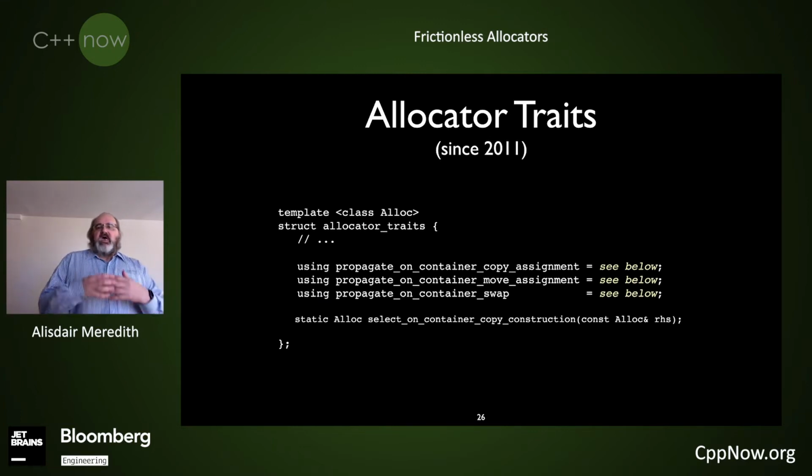Then we have this whole problem with propagation traits, which you may or may not be aware of. Given this is a C++ Now audience, I'm expecting most of you are familiar with some of the alternatives in the C++ standard. And again, this is a feature since 2011. They all have a default, which is that by default, none of these traits propagate. They all say don't propagate. And we have this funky select on container copy construction, because the trait for how to propagate allocators on copy construction is actually a function and not a trait, just for extra fun.